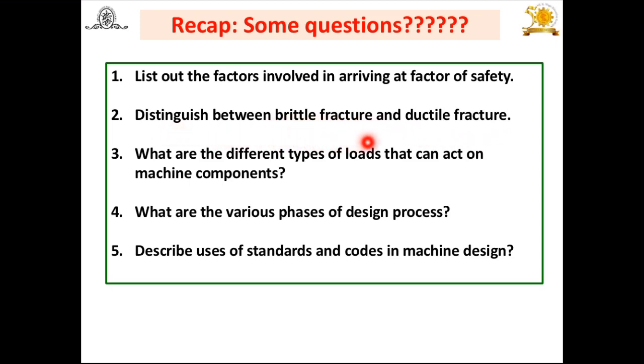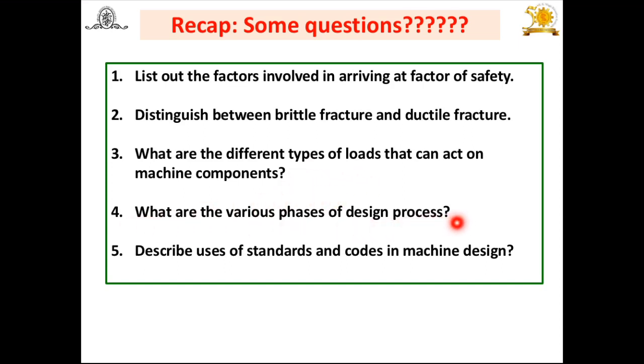Then distinguish between brittle and ductile fracture. Here deformation or elongation is one criterion. If elongation is greater than 0.05, it's ductile; less than 0.05, it's brittle. Brittle failure is sudden, and there is an alarm in ductile. As examples, plain carbon steel is a ductile material, and cast iron is a brittle material. What are the different types of loads that can act? Static load, dynamic or fluctuating load, impact load, shock load.